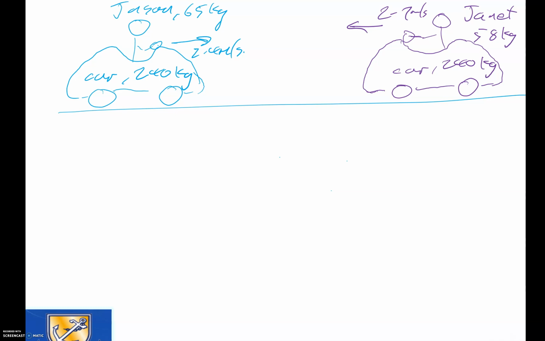Question 5C on page 133 has got this situation here where Jason and Janet are driving each other on little bumper cars. Both cars have got a mass of 240. Jason's got a mass of 65. Janet's got a mass of 58. Jason's coming at 2.4 meters per second. Janet's coming at 2.7. We're asked to find out what would be the case if the bumpers didn't work very well and the cars locked together.